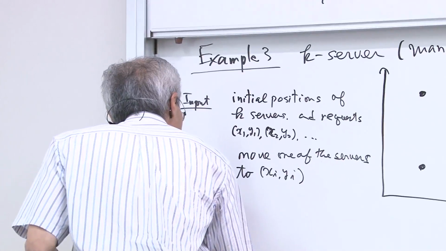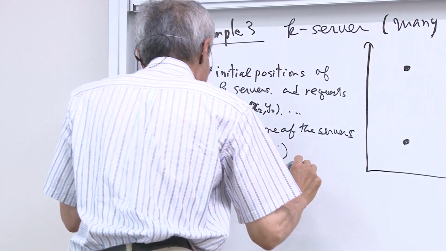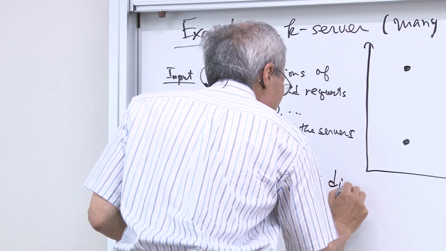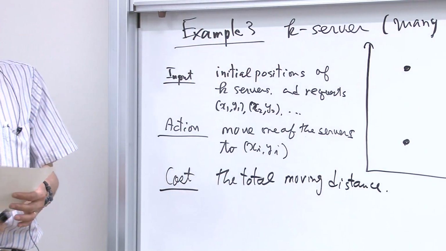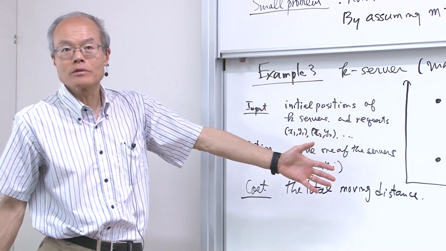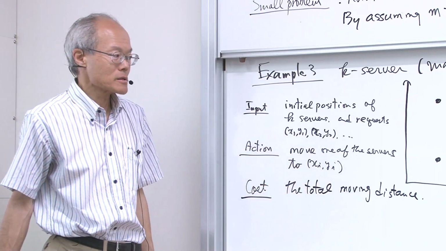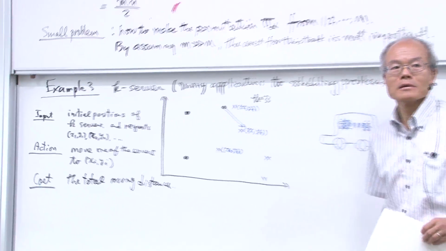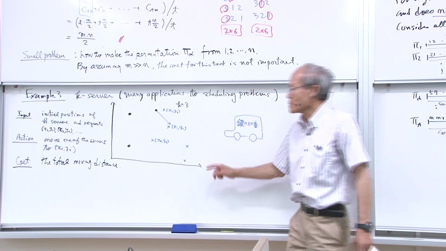Cost. Your cost is, of course, the total moving distance, the total distance to move the servers. That is the cost. Your goal is to minimize this cost, of course. This is a formal description of the problem. Is there any question? Is it clear? It should be clear. Okay?